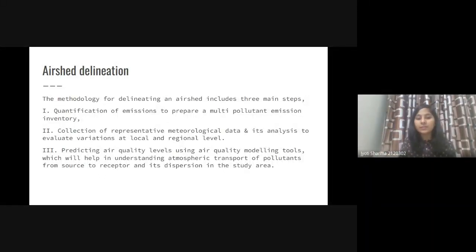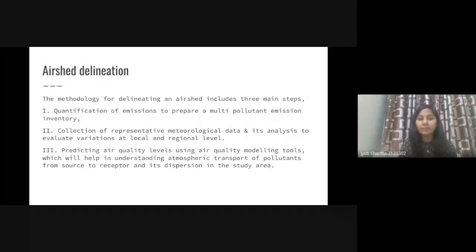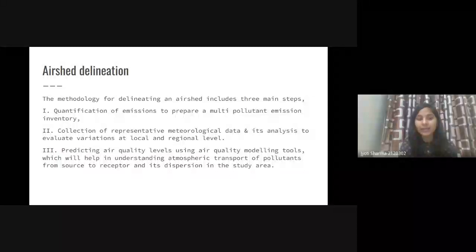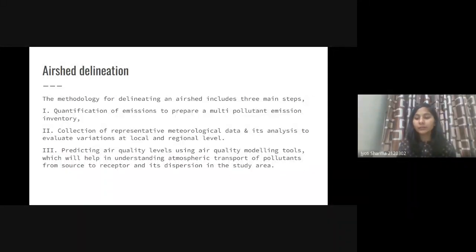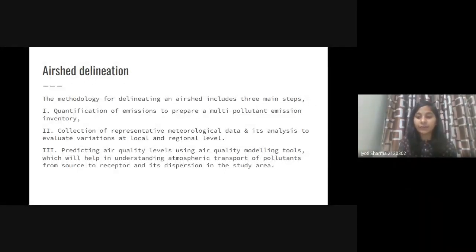So the first thing is we will prepare this emission inventory. Then we will collect the meteorological data, and then we will prepare the air quality level using air quality modeling tools, and then we will see the dispersion and the dispersion to the receptor. And if we have the common characteristics of the air pollutant in that area, and we have the common characteristics of the meteorology, then we can define that area as an airshed. Okay, so this is the method by which we can delineate an airshed.